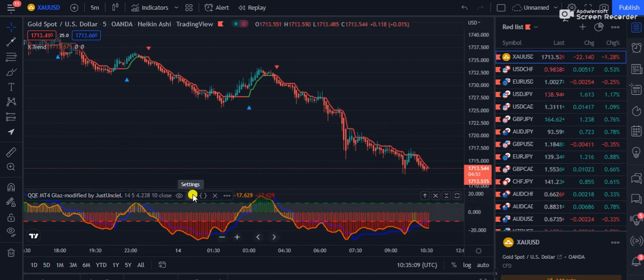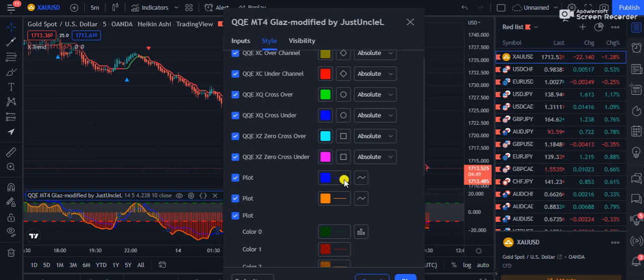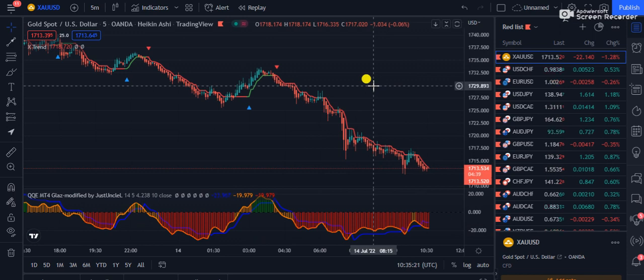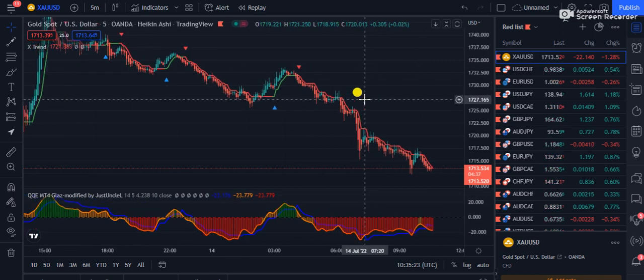So I'm going to the settings of the QQE MT4. Okay guys, here we have to keep the first level, and then we have to remove all other levels from our background, and this is the setup that is ready for the trading at the moment.